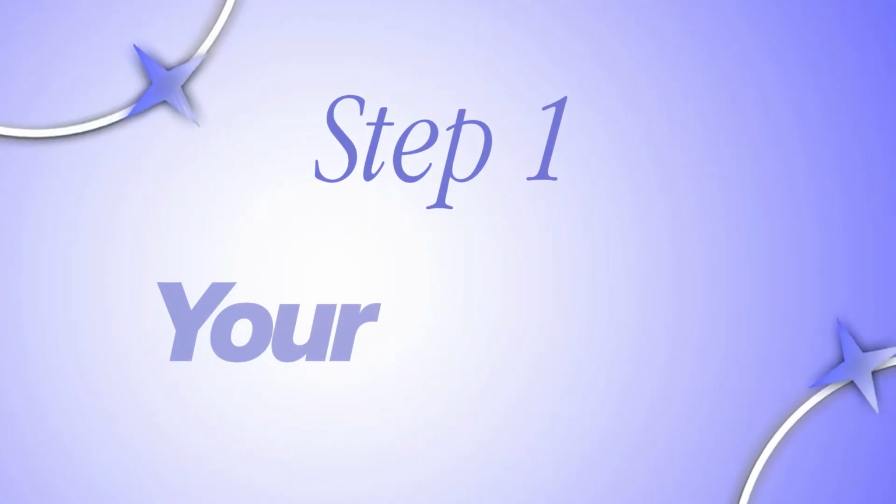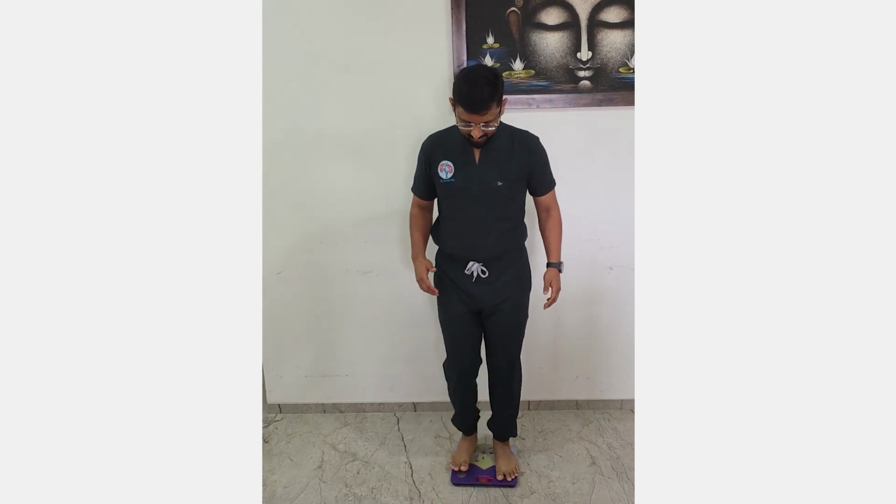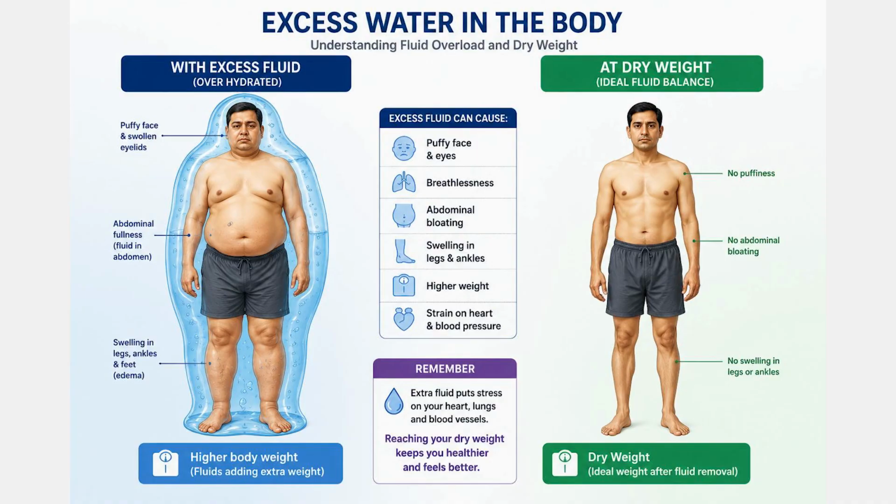Step number 1, your weight. This is the basis and the foundation of your diet chart. Based on your weight, we calculate the whole diet. If you're a patient on dialysis, then we need your dry weight. That is the weight without the excess fluid in your body. If you're not on dialysis, then your exact weight right now is enough.